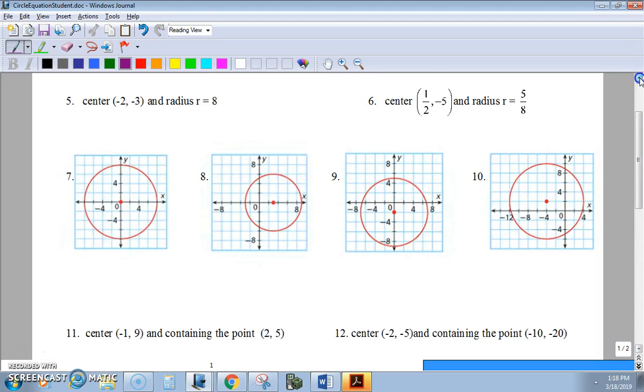Whoops. All right, this one's tricky. Do not forget these are both negative, so be careful.